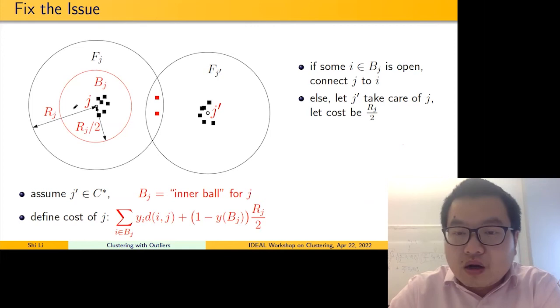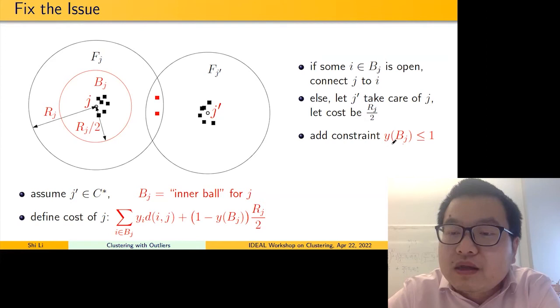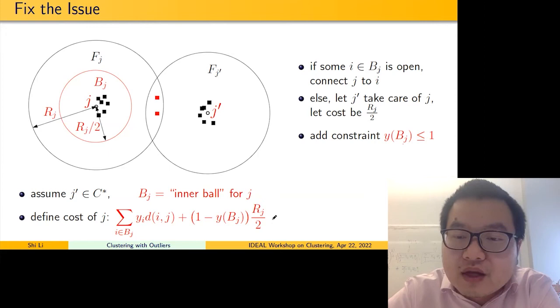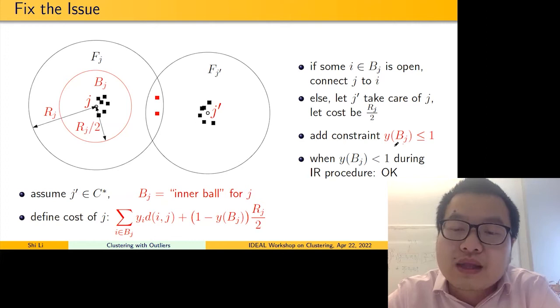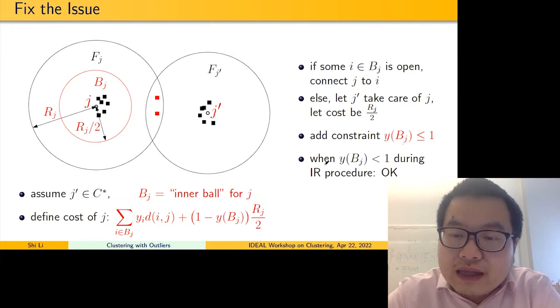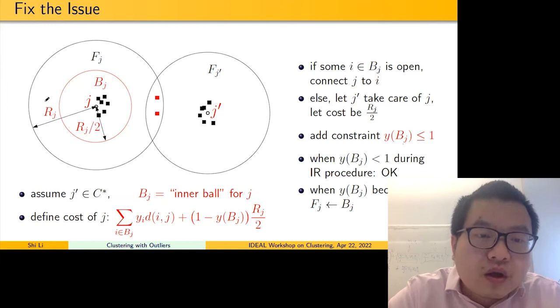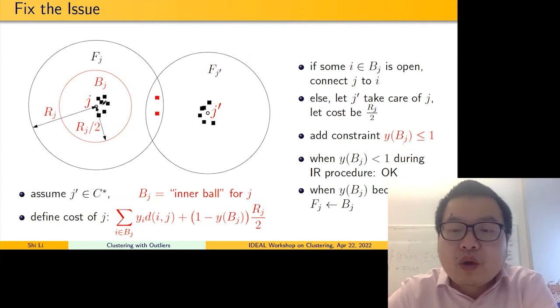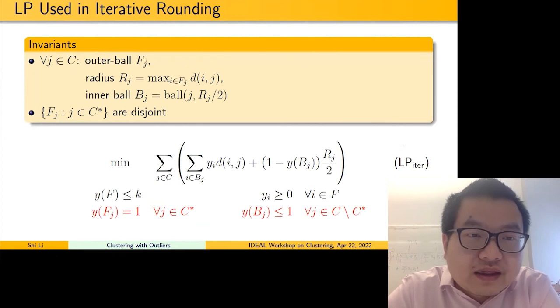Okay, then in the LP, we need to have this YBJ is at most 1 to make sure the objective makes sense. But in the iterative rounding procedure, this can be easily handled. So if this YBJ is at most 1 constraint is not tight, then it's the same as if we don't have this constraint, right? And if it's tight, so this YBJ is exactly 1, what we will do is we will let the inner ball be the outer ball, and the new inner ball will be half the radius, becomes even smaller. Then we will make progress, okay? So that gives us the idea. Now I can formally describe the iterative rounding procedure.